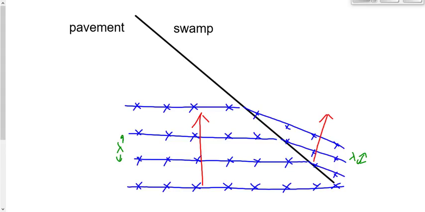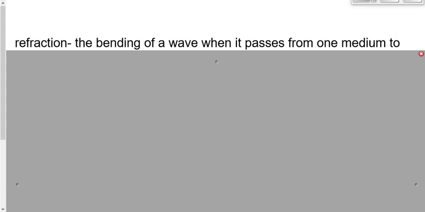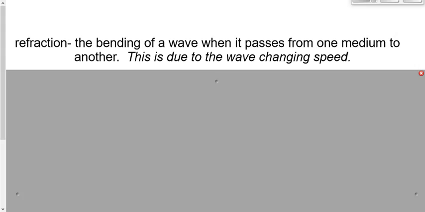That's refraction. That's a property of waves, but it's a property that's exhibited by EMR, so of course, then EMR must be a wave. We're going to define refraction as the bending of a wave when it passes from one medium to another. And this happens, as we just saw in our analogy, because the wave is changing speed. Either it speeds up, or in the case of the analogy that I just showed you, it slows down.